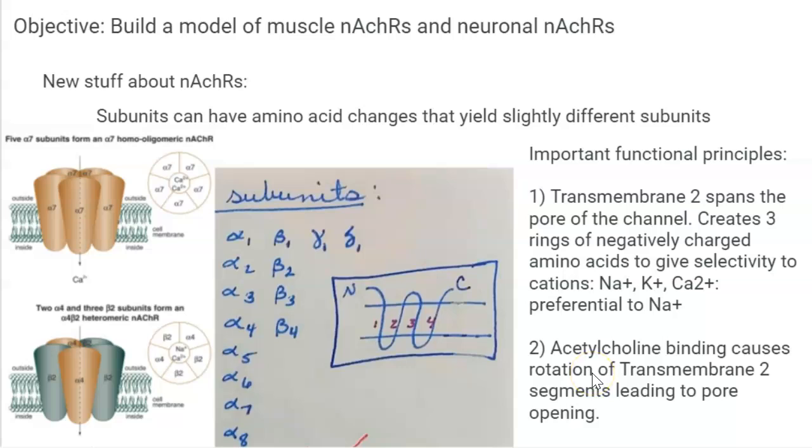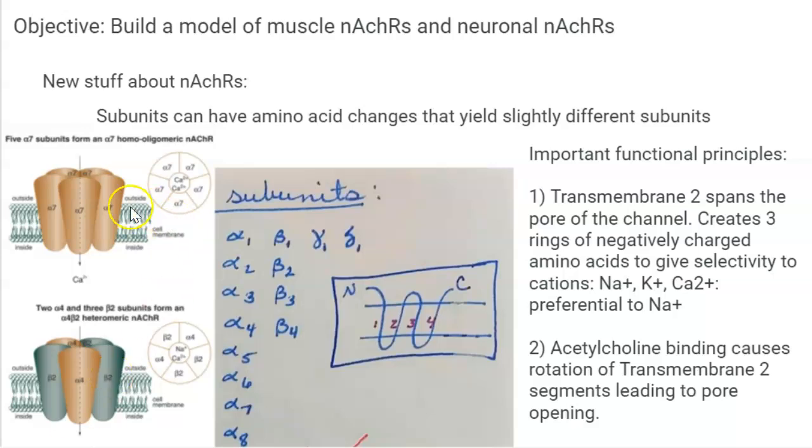And then in terms of opening, the acetylcholine binding in the alpha subunit causes the second transmembrane domain to rotate. So again, it's just a shape change. So the acetylcholine binds, changes the shape of the pore because it's rotating the second transmembrane domain of the subunits, leading to pore opening.